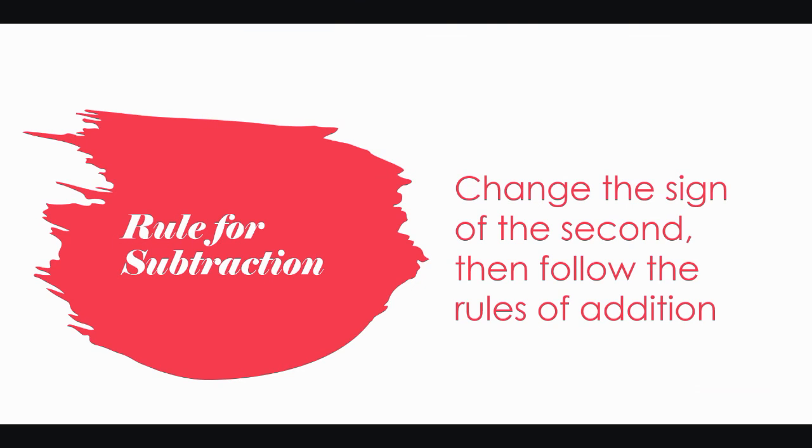And then the rules for subtraction. You want to change the sign of the second number and then follow the rules of addition. So basically, you're going to change the subtraction sign to an addition sign and follow the rules of addition. So change the sign of the second and then add, or follow the rules of addition.